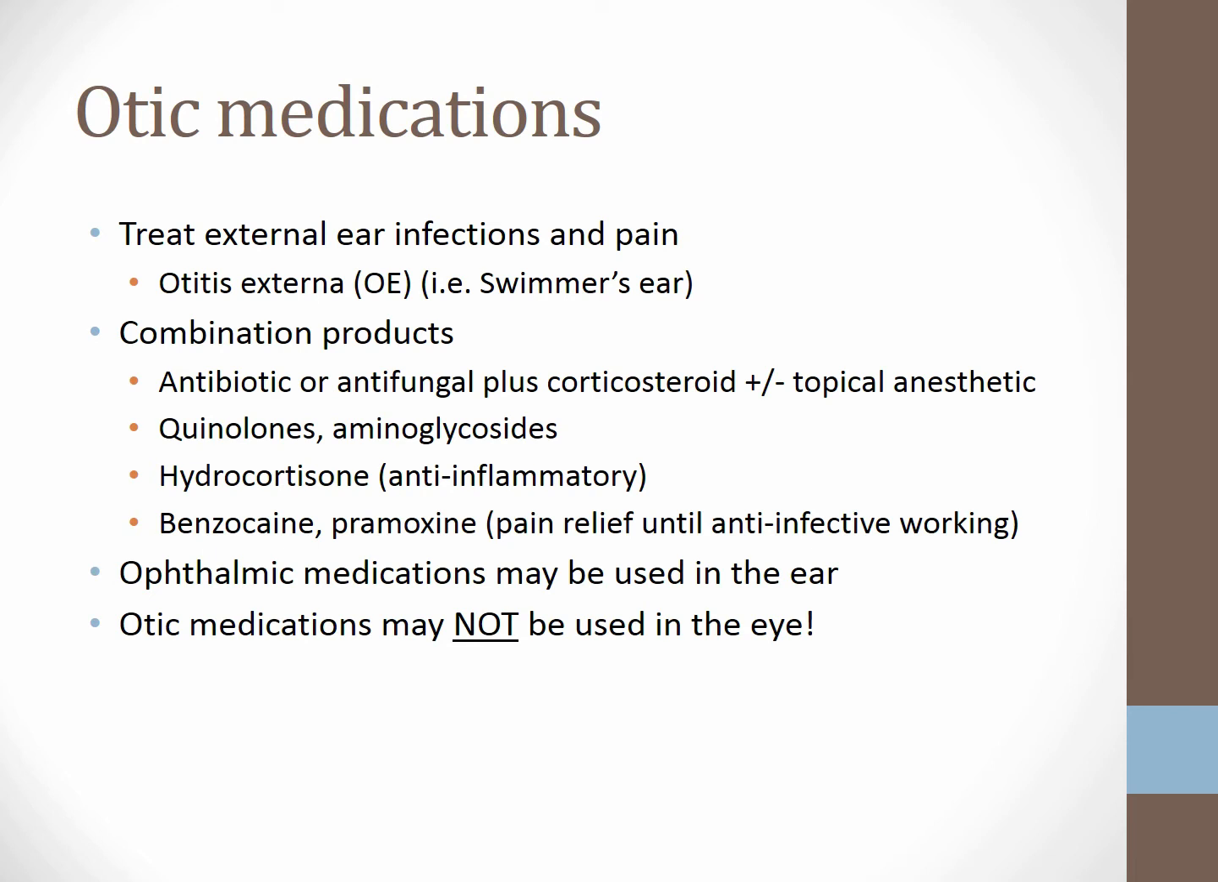So otic medications are used to treat ailments of the ear, and we typically see these used to treat external ear infections and pain such as otitis externa or swimmer's ear. Otic medications usually come as combination products, which will include an antibiotic or an antifungal plus a corticosteroid for an anti-inflammatory, and then it may or may not include a topical anesthetic that provides pain relief until the antibiotic or antifungal starts working.